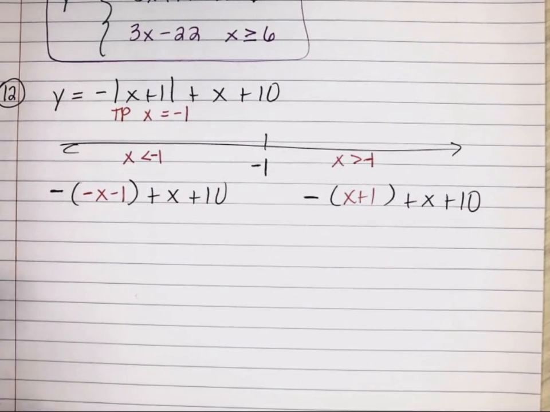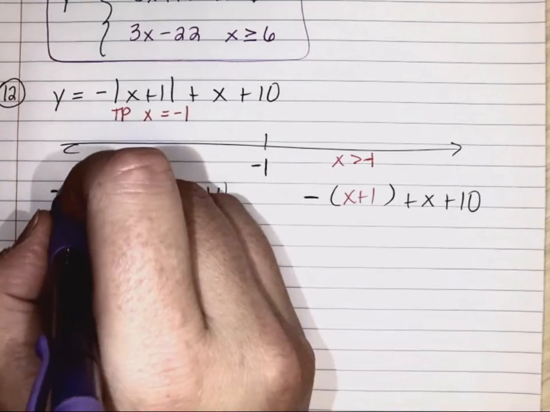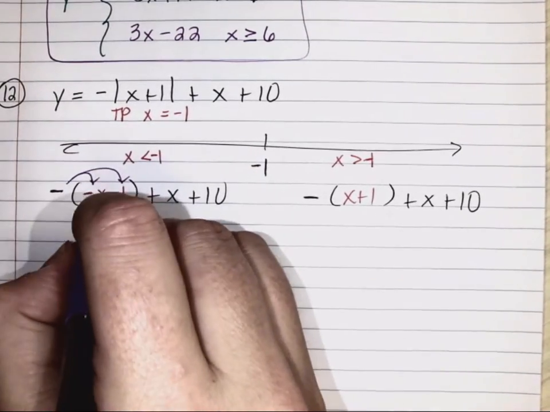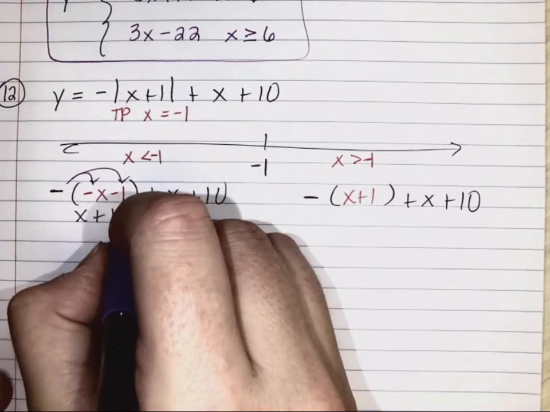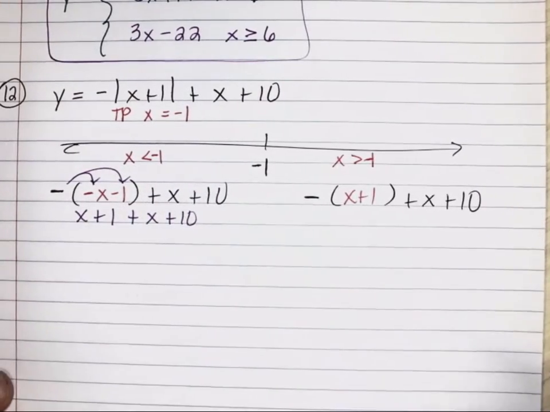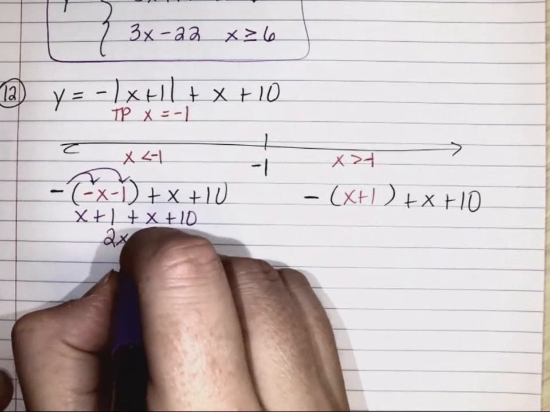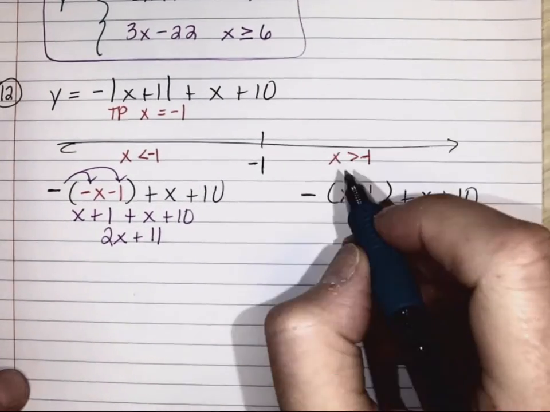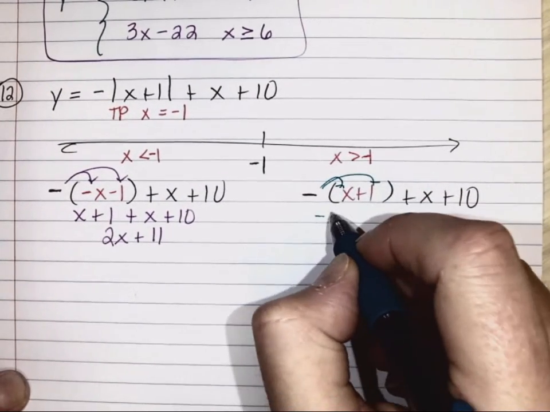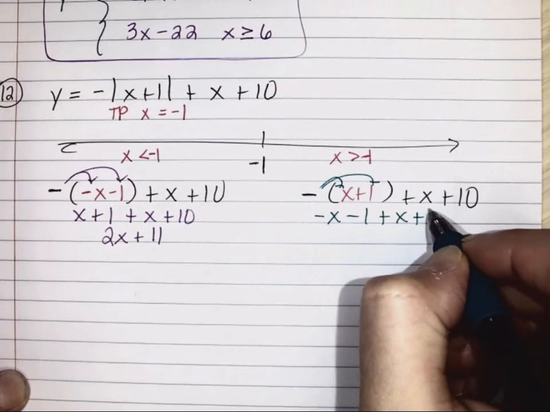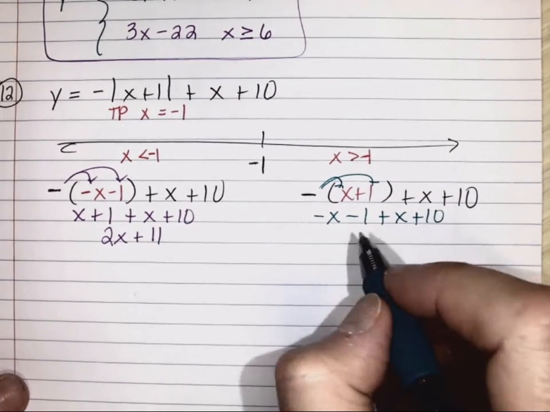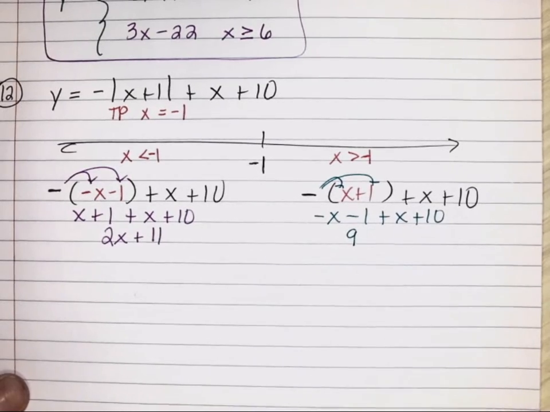And let's go through and simplify that. So let's distribute the negative. This becomes positive x plus 1 plus x plus 10, which comes to 2x plus 11. When I distribute the negative here, I get negative x minus 1 plus x plus 10. The x's go away, notice that, and I'm left with 9.